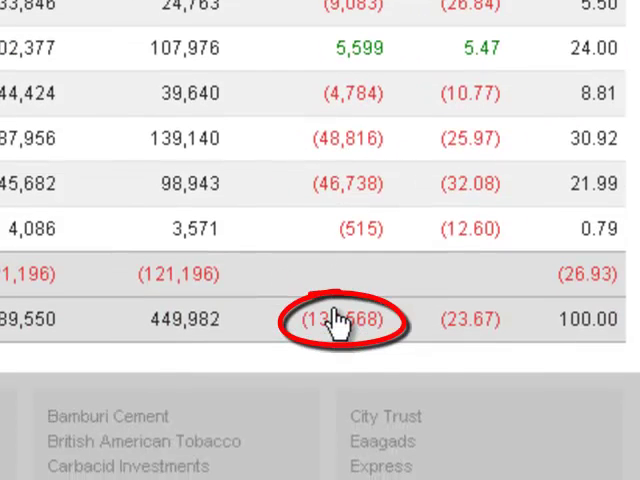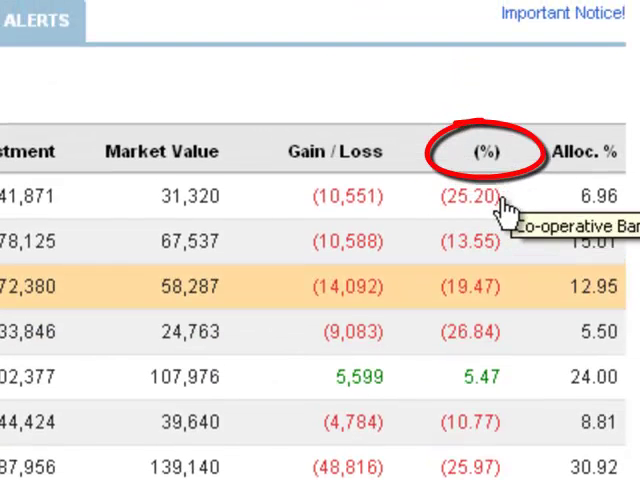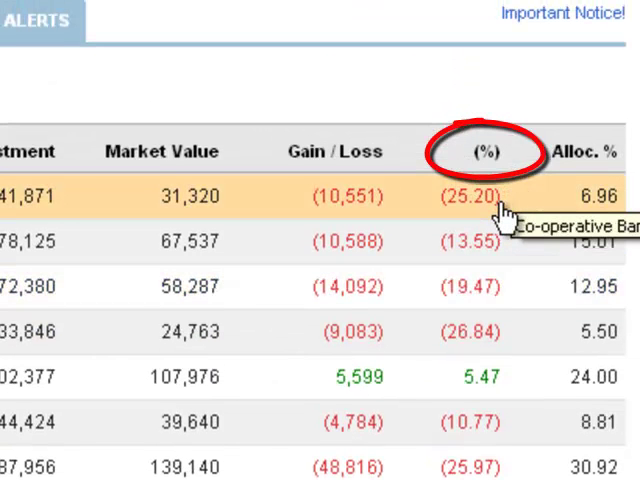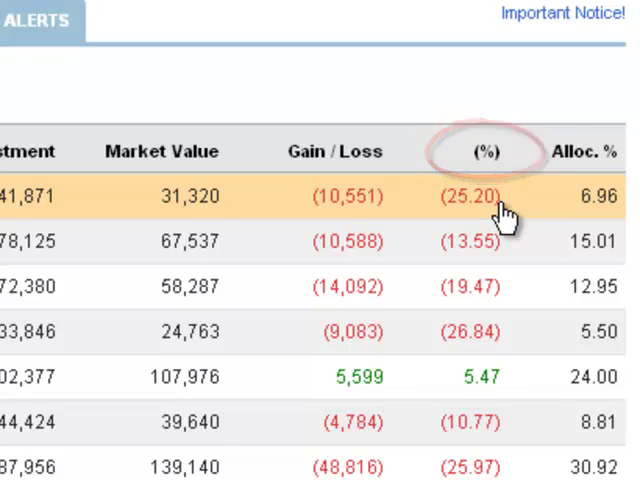At the bottom of the gain loss column is a total figure indicating by what value your portfolio is negative or positive. The percentage column shows the percentage gain or loss on your portfolio for that particular counter, and at the bottom of the total portfolio.